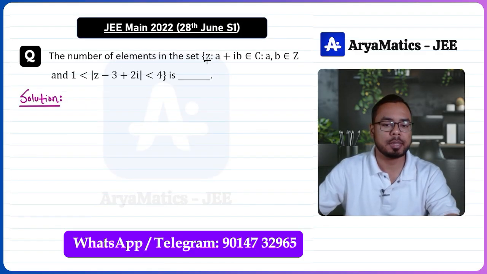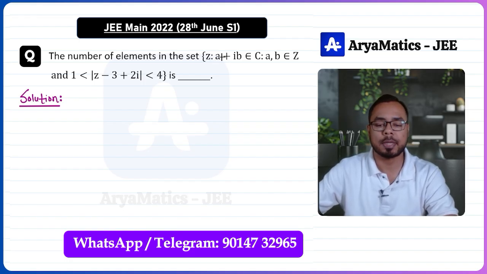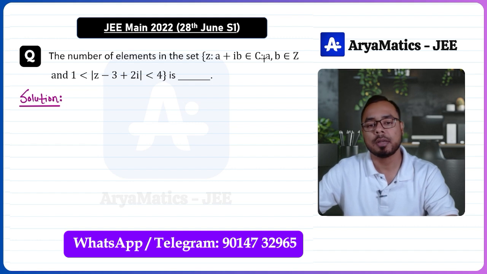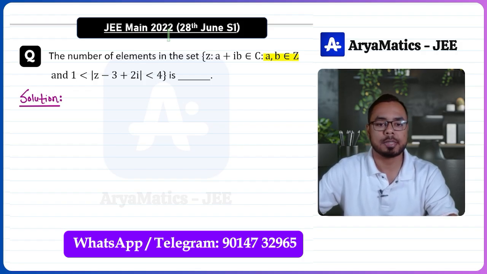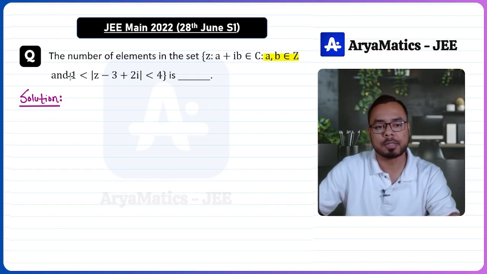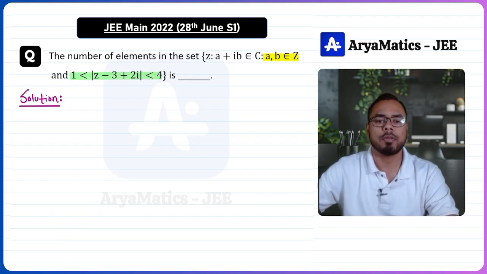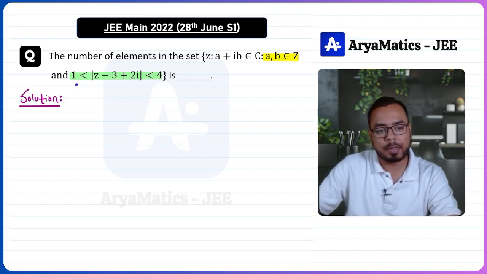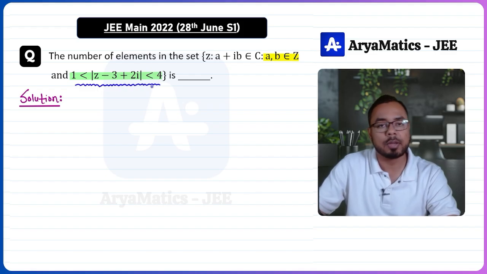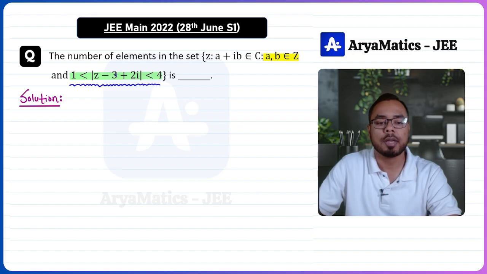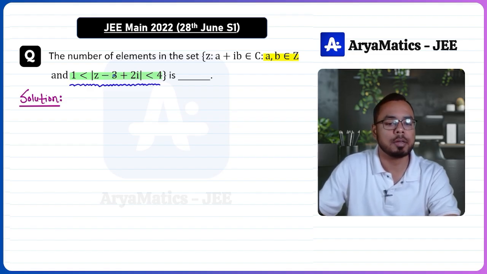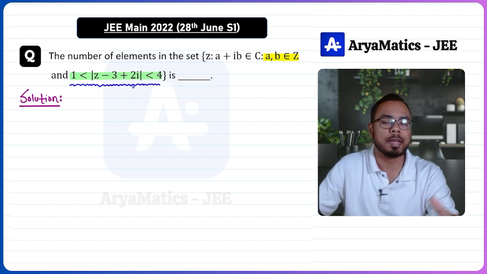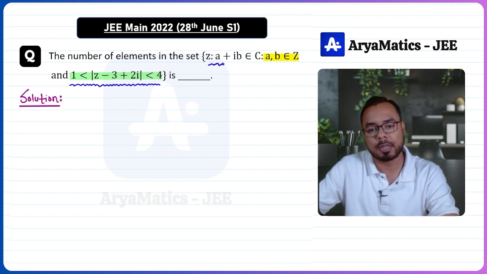The number of elements in this set Z, Z is the set of all complex numbers of this form a plus iota b, where a and b are integers, and the modulus of this complex number Z minus 3 plus 2 iota is between 1 and 4. Now we know that this inequality will represent a region between two circles, one of radius 1 unit, another of radius 4 unit, and the center of the circle will be at point 3, minus 2. So basically we have to find how many points are there with integral coordinates.